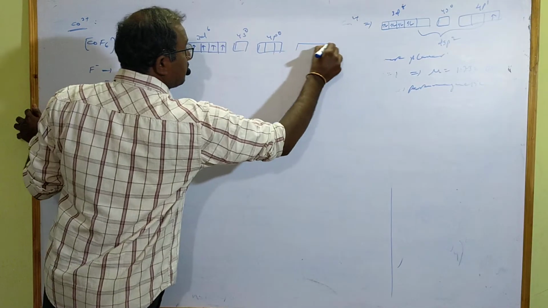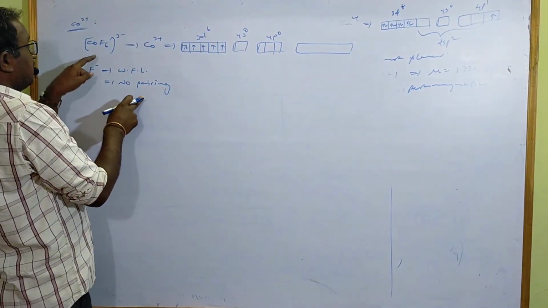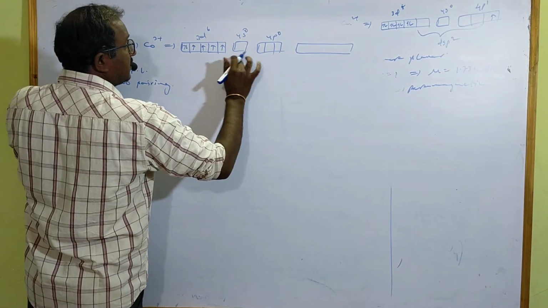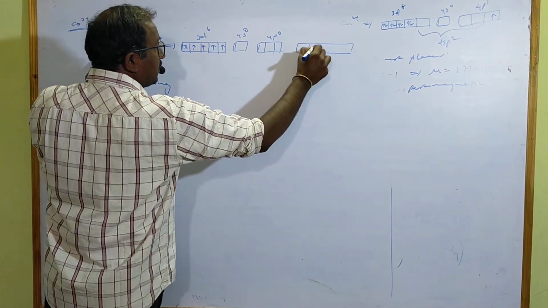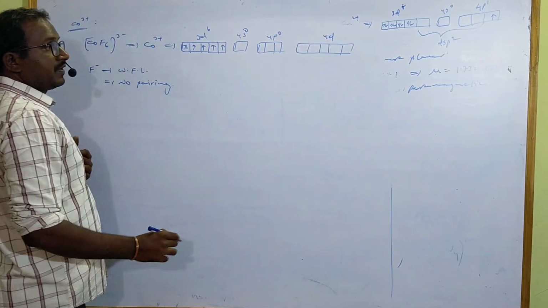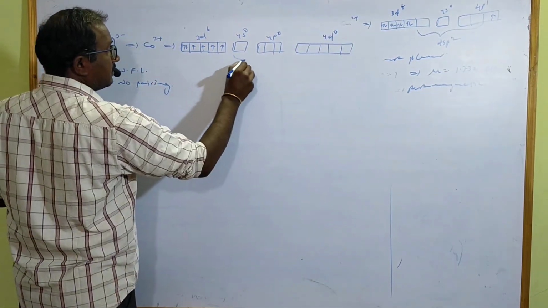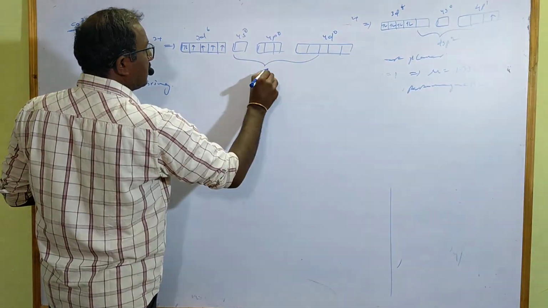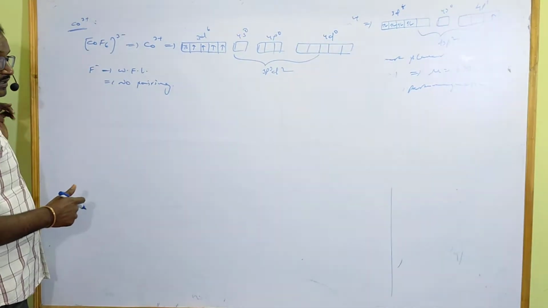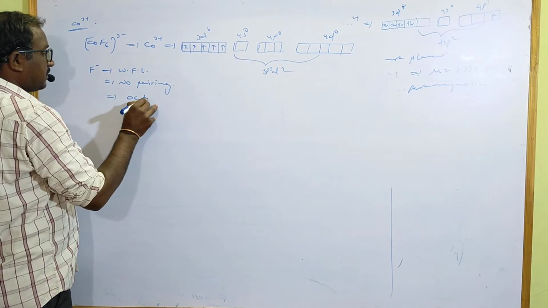At that condition we require 4d. Why? Because if there is no pairing, 6 ligands are there, we require 6 empty orbitals. Here we have only 4, we require 2 more that are available from 4d. So 4d is empty. Then it undergoes sp3d2 hybridization, outer shell d orbitals involving. So automatically what will happen? Octahedral shape.